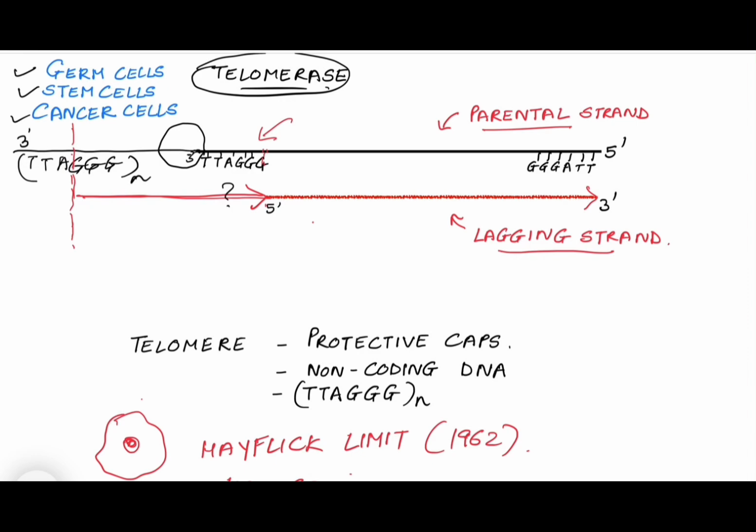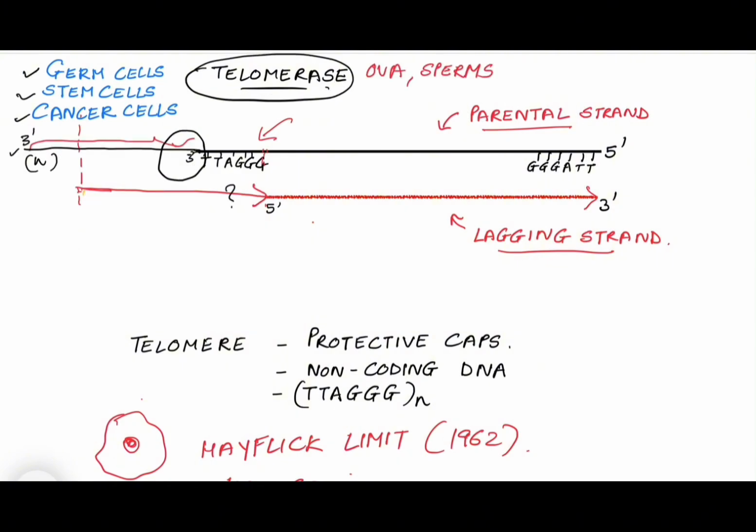So these are in germ cells. Germ cells are like ova and sperm, and stem cells like in the bone marrow or the intestinal lining, where telomerase is active. And then in cancer cells, the cancer cells can activate the telomerase enzyme and then can multiply indefinitely.